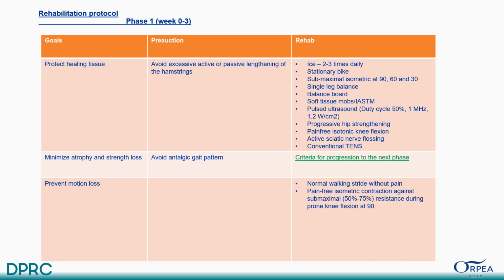Your rehab will include icing 2 to 3 times daily, stationary bike, submaximal isometric exercise at 90 degrees, 60 degrees and 30 degrees, single leg balance, balance board, soft tissue mobilization, pulsed ultrasound, progressive hip strengthening, pain-free isotonic knee flexion, sciatic nerve flossing, and TENS. The criteria to progress to the next phase include normal walking stride without pain, and pain-free isometric contraction against 50 to 75% of submaximal resistance during prone knee flexion at 90 degrees.